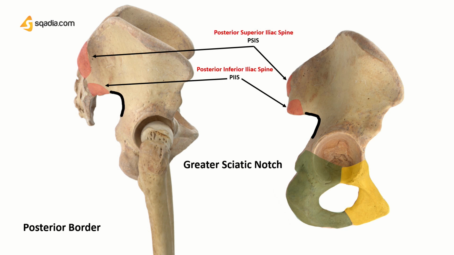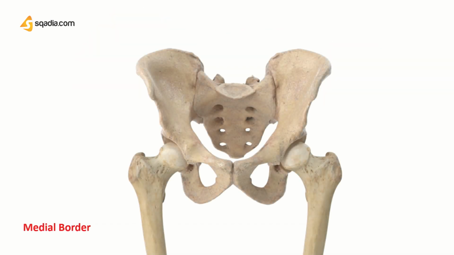Now, why is this notch important? It basically transmits a lot of structures from the pelvis to the gluteal region. And as the name indicates, it also transmits the sciatic nerve. Right now, just remember that along with that, we have the gluteal vessels and nerves being transmitted between the pelvic and gluteal regions. The medial border can be seen on the inner surface. It is a short border and ends at the auricular surface, which is named due to its resemblance to the shape of the ear, and it articulates with a similar surface on the sacrum.